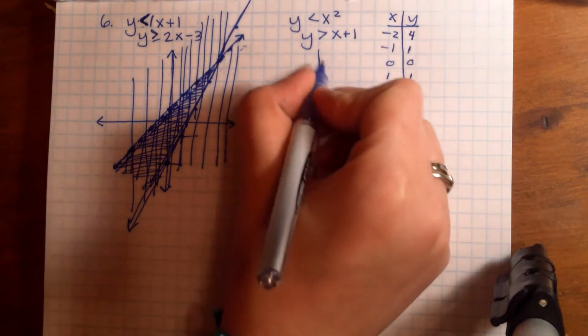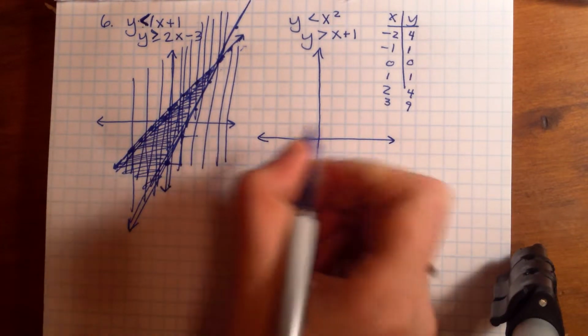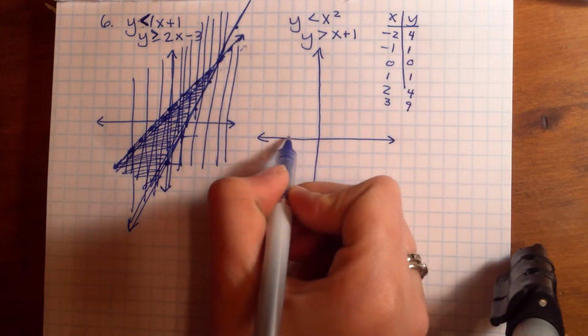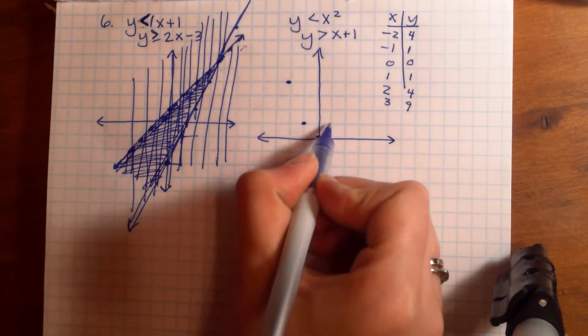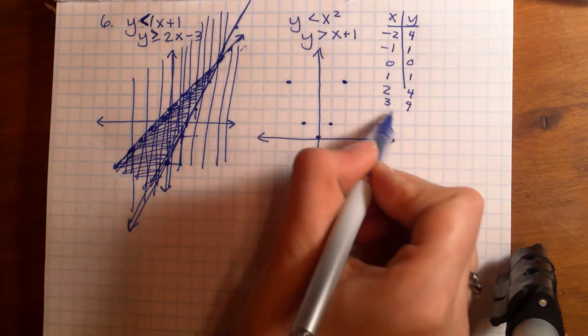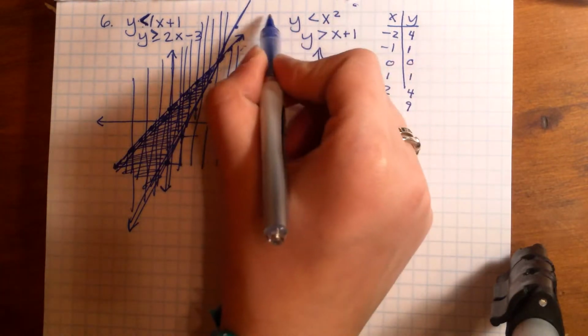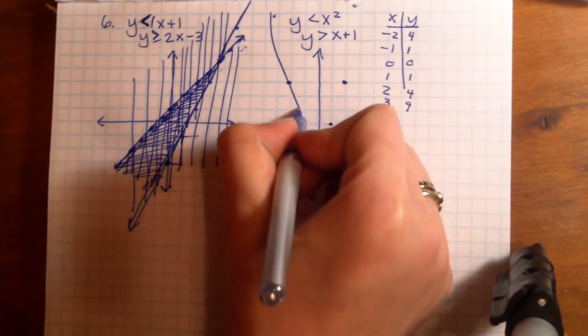If we just want to plot those points, let's just do it. Whenever you're in doubt about what something looks like, just put some points in and try it. So -2 was 4. -1 was 1. 0, 1. 2 is 4 again, 3 is 9, somewhere up there. So this is what a parabola looks like.